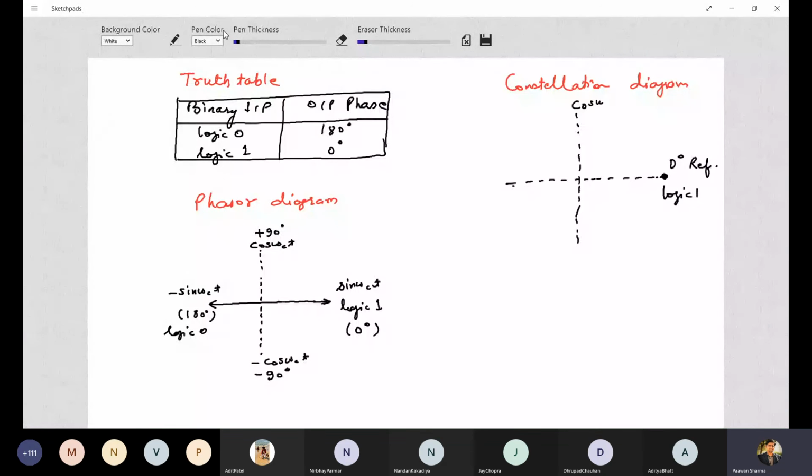This is cos omega ct. This is minus cos omega ct. This is plus minus 180 degree with reference to this 0 degree, and this is logic 0. So in our BPSK, how many points should be there in the constellation diagram? 2 points. So the second point we'll draw here. These are constellation points in the constellation space. Essentially both are the same. Arrows we are using here to represent phases, and here dots we are using for constellation points. So this is the constellation diagram.